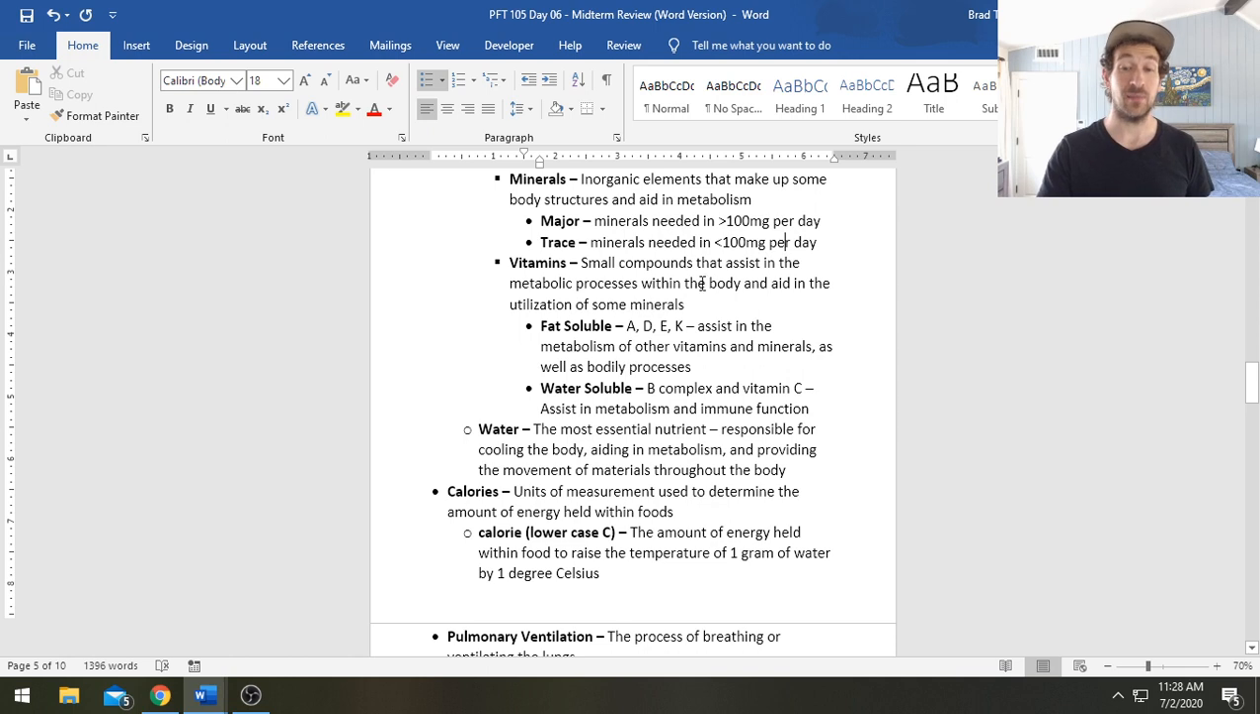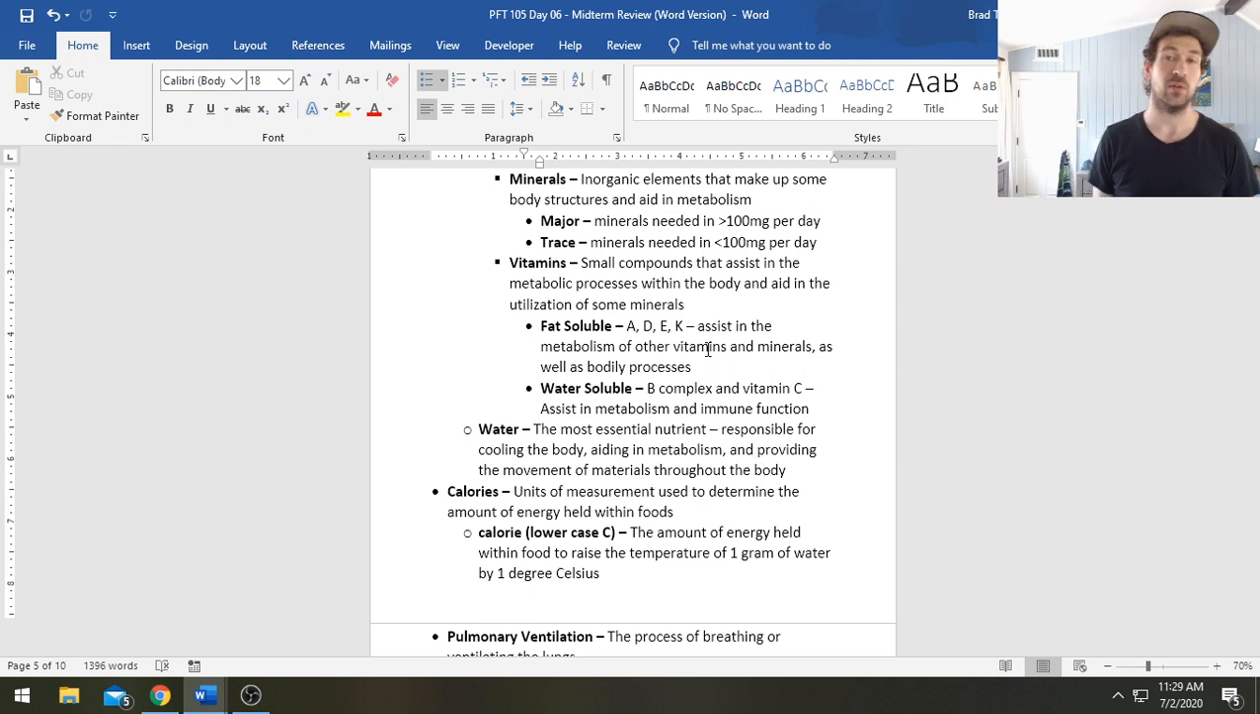Now we also have vitamins. Vitamins are compounds that assist in metabolic processes. They're going to be split into two categories as well. You're going to see fat-soluble vitamins, which are vitamins that are carried by molecules of fat or broken down in fat, and water-soluble vitamins, which are carried by water or broken down in water. Your fat-soluble vitamins are going to be your vitamins A, D, E, and K. Their job is to assist in metabolic processes, like helping minerals get uptaken. For instance, vitamin D helps you utilize calcium more effectively.